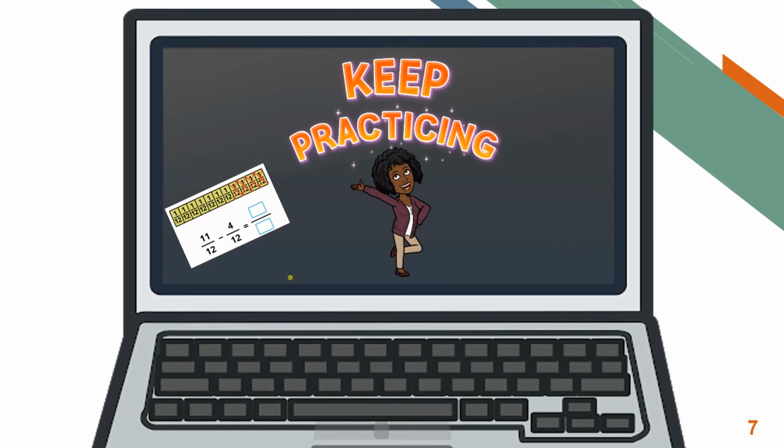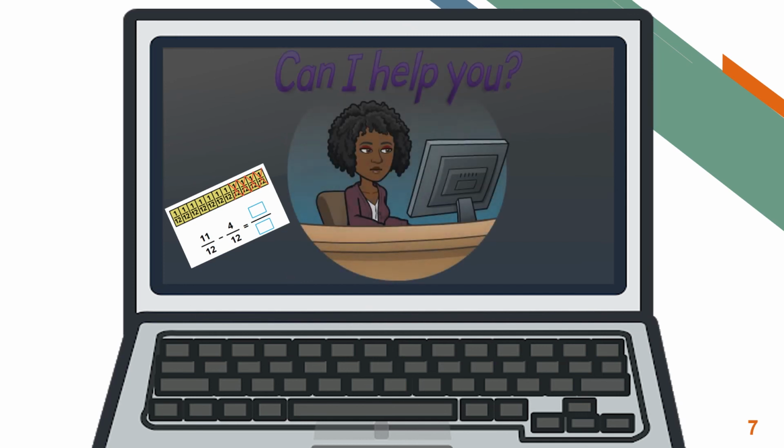To practice this concept, you can make up your own problems. Remember, you can draw a model to help you. Ask an adult or your teacher for help if you need it.